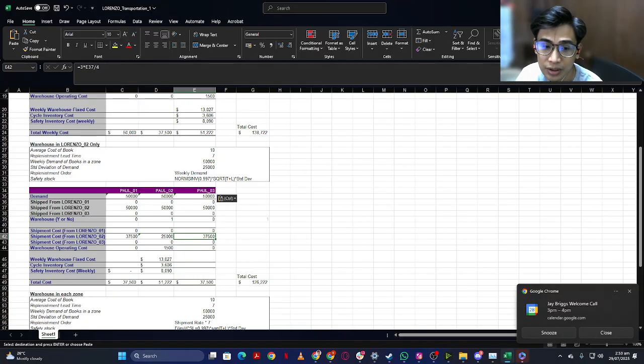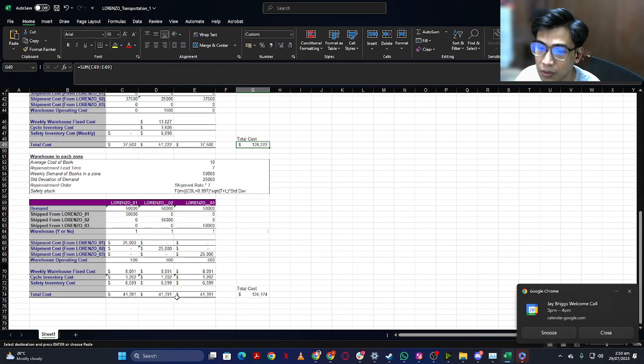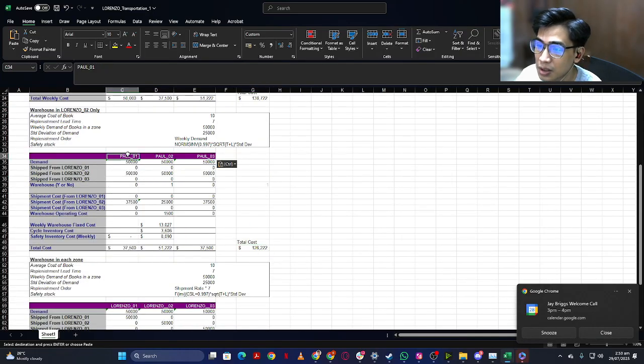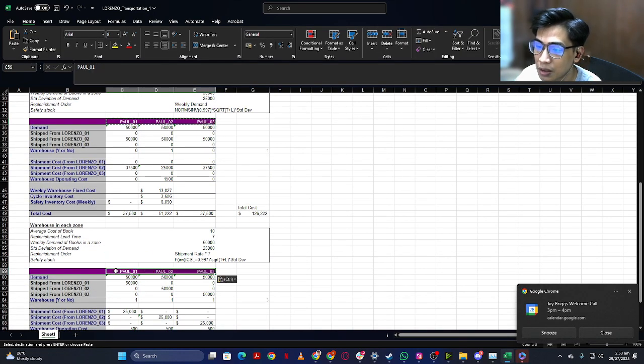The weekly costs are now the following. For Paul 1, 37,500. Paul 2 gives us 51,222. And then Paul 3 has 37,500, which gives us a total cost reduction compared to the first setup, clearly. From 138,722, we have yielded 126,222.